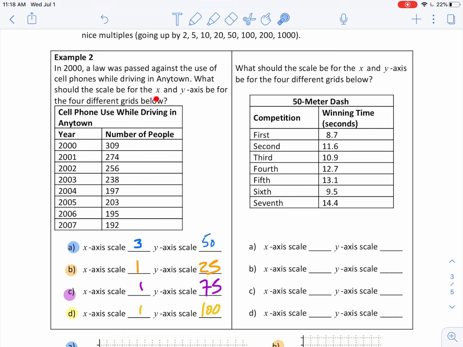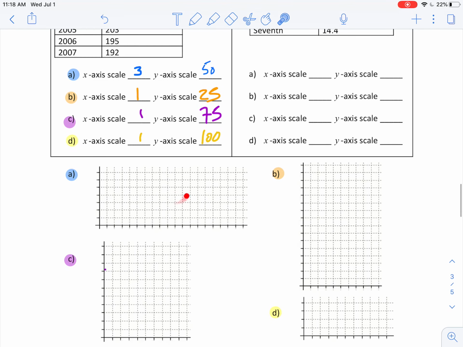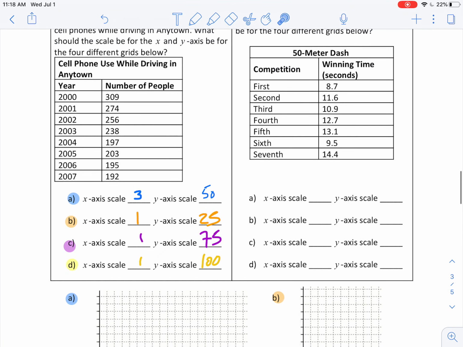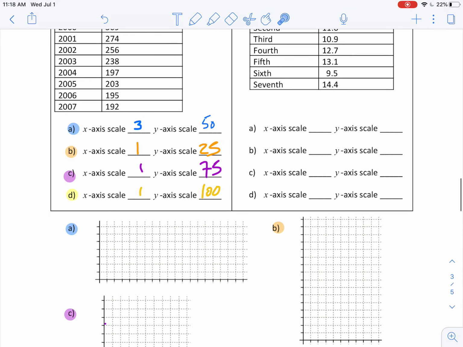What should the scale for x and the y-axis be for the 4 different grids below? So below I have 4 different grids, A, B, C, and D. Here is the information that I have from the year and the number of people, right? Dependent, independent. So when it comes to graph A, what should I set my x-axis scale to? And what should I set my y-axis scale to?